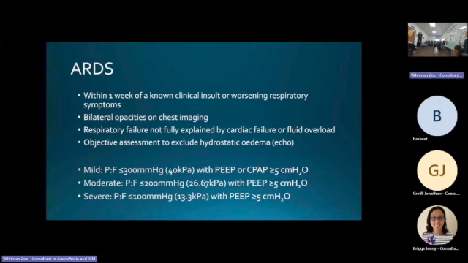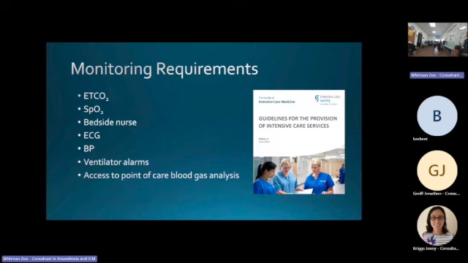We don't calculate it very often in practical terms, but that's why there's mild, moderate, and severe. That's what they're talking about.